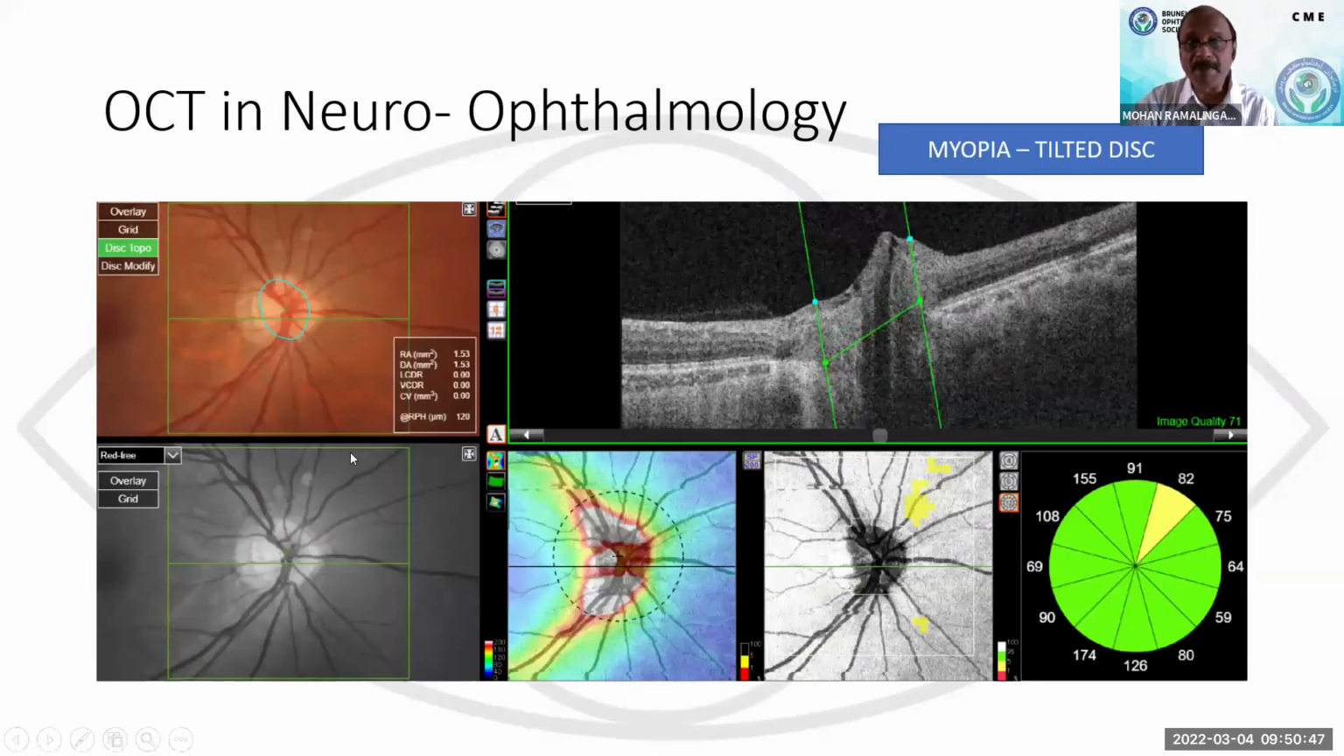And pseudopapilledema because of myopia. Myopia is another differential diagnosis of pseudopapilledema. It can show a tilted disc, and I can see the tilted disc here and measure, and I can see changes in the retina also in case of pseudopapilledema because of myopia.